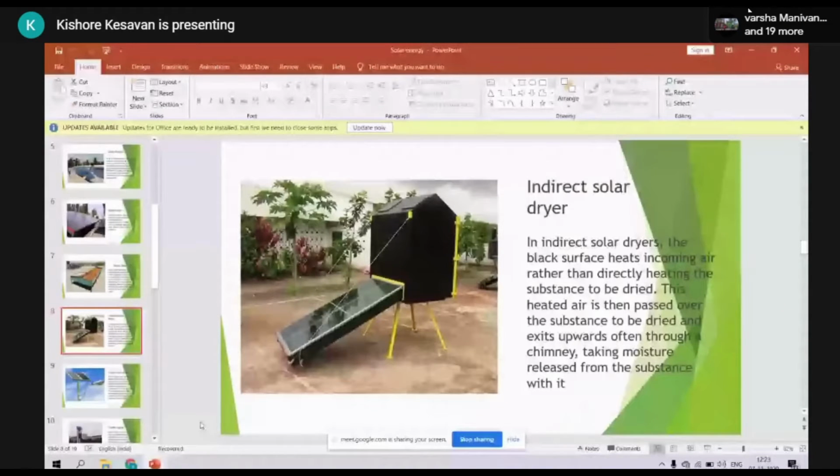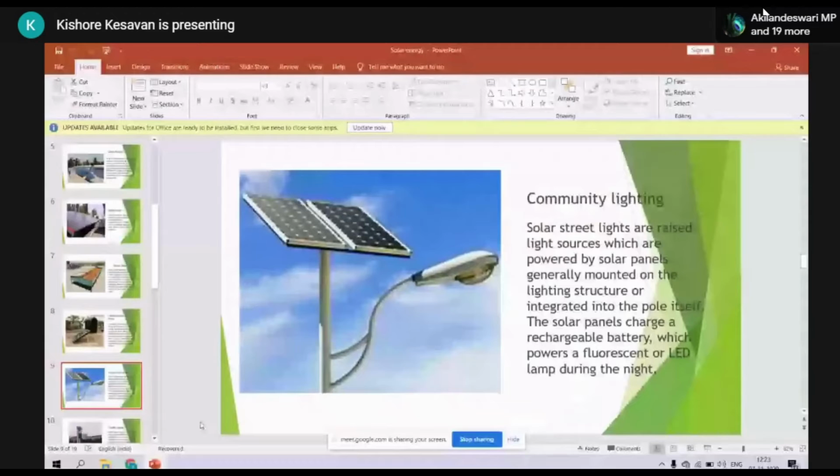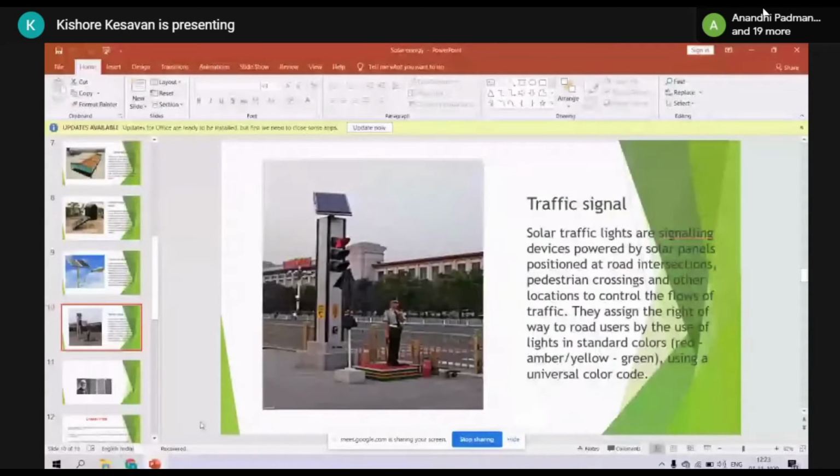Community lighting. Solar street lights are raised light sources which are powered by solar panels generally mounted on the lighting structure or integrated into the pole itself. Traffic signal. Solar traffic lights are signaling devices powered by solar panels positioned at road intersections, pedestrian crossings, and other locations to control the flow of traffic.